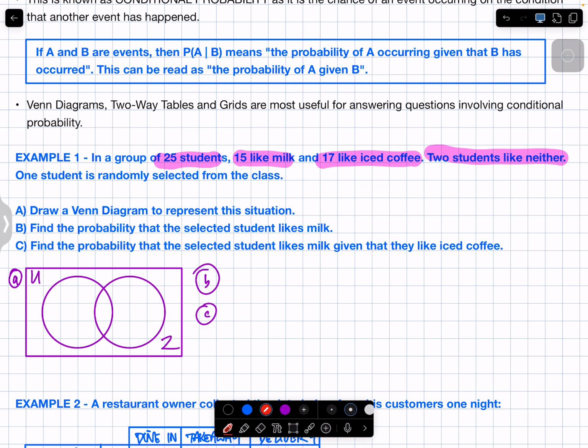Let's demonstrate the working out again. In a group of 25, 15 like milk and 17 like iced coffee. Do we know how many like both right now? Does it tell you how many like both? No? So we need to do the working out. I don't know where the overlap is, so I need to do that working out. I demonstrated the first lesson of probability. 15 and 17, what's that total up to? 15 plus 17 would be?